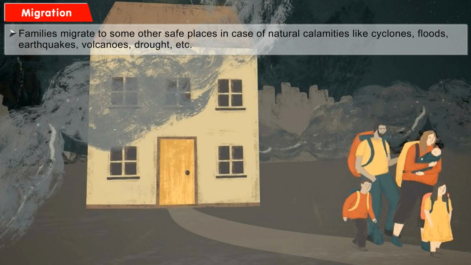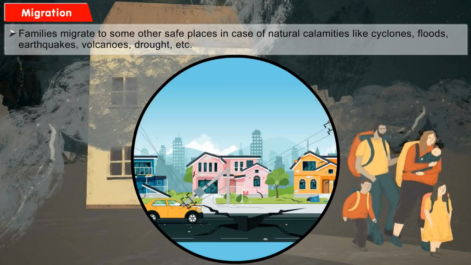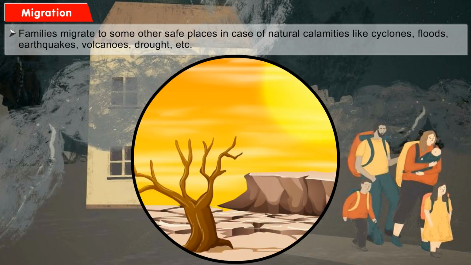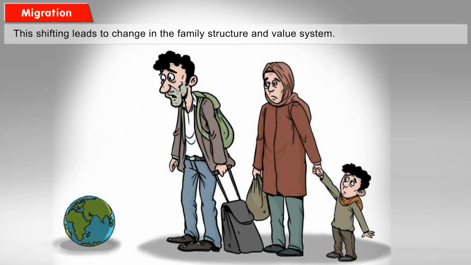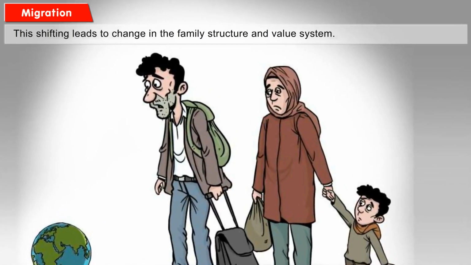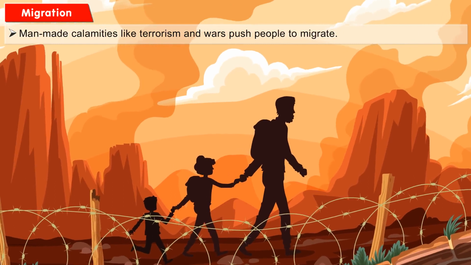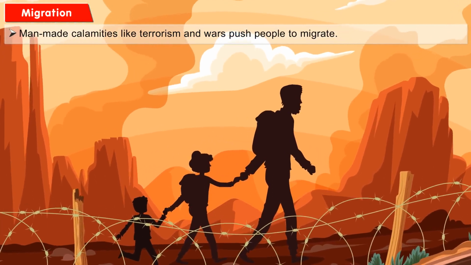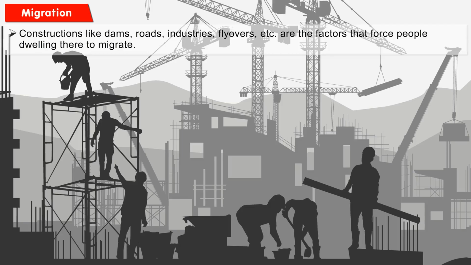Factors responsible for migration. Families migrate to some other safe places in case of natural calamities like cyclones, floods, earthquakes, volcanoes, drought, etc. This shifting leads to change in the family structure and value system. Man-made calamities like terrorism and wars push people to migrate.